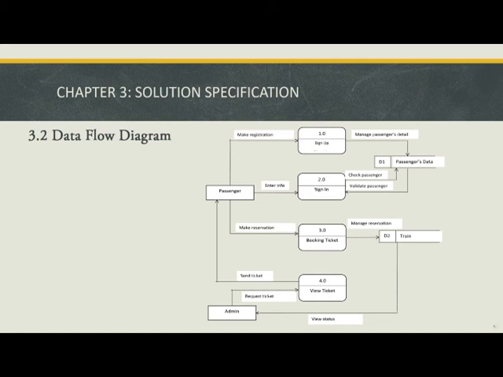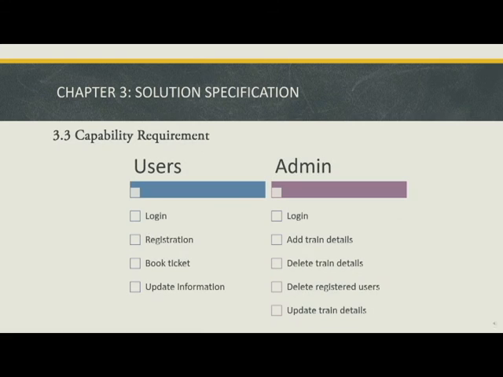Admin needs to log into the system with full privilege. Admin inputs the status and requests a ticket to view the ticket, and then it will be sent to the passenger to view the booking ticket. Processes involved in this system are user login, user registration, user book ticket, and update information. Admin has the processes login, add train, delete train detail, delete register user, and update train detail.